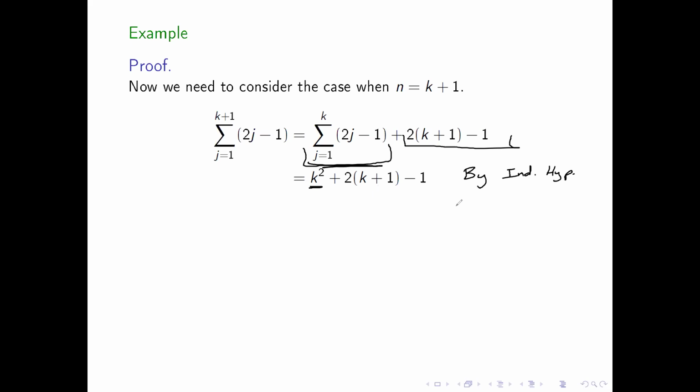Now I have this big, giant, long thing. So let's do a little bit of math. Let's do some algebra and multiply this out. So if I multiply out the 2, let me write down what I'm doing. My first line was breaking off the last term.